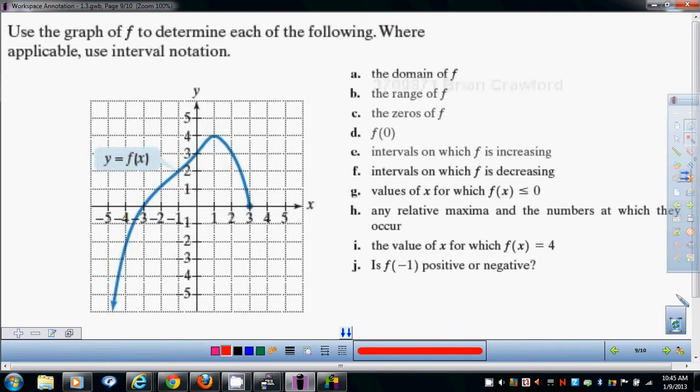Where is this thing increasing? Bridget Passman? I know you just volunteered a second ago. That would be this entire interval here. Because remember, even though the arrow's down, left to right, it's kind of like that. To 1, I believe is what it is. But yes, negative infinity to 1, parentheses.